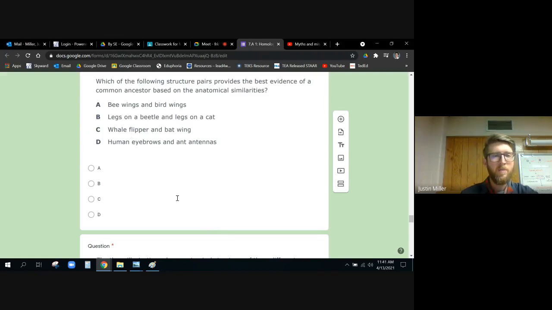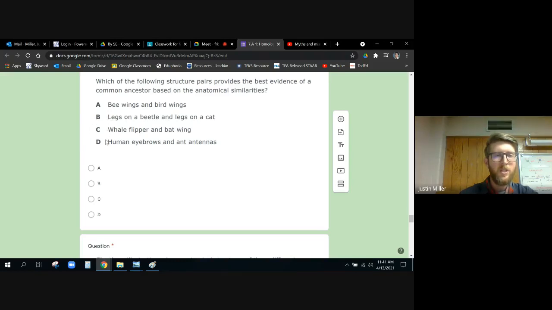What's another one? We can't get rid of C. A, bee wings and bird wings. So bird wings have bones and they're covered in feathers. Bee wings don't have any bones. There's no bones in a bee wing. So it's just like a flap of modified skin. Okay. So it's not A. We can get rid of A. We can get rid of B.